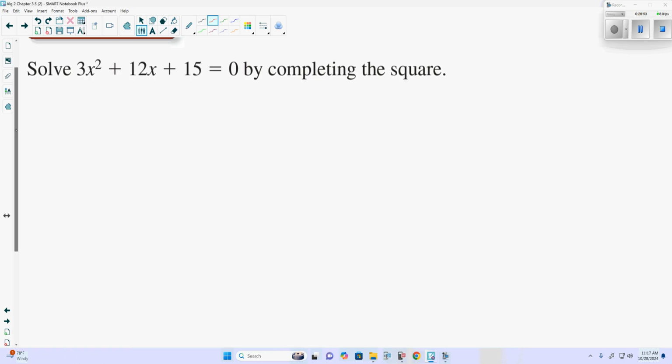We have to divide by 3. Specifically, not just the 3x squared, but also the 12x, the 15, and the 0. We can't just divide one term by 3. We have to divide everything by 3.